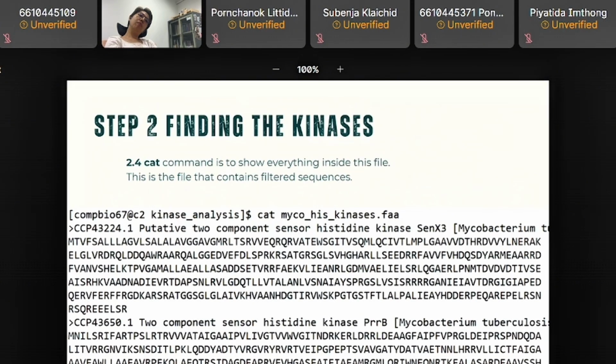So let's talk about the last one. We use the cat command, which shows everything inside that file. From the previous step, we saved it as myco_hist_kinase.faa, and then we're just reading the proteome inside. For example, the first one is a two-component sensor histidine kinase in Mycobacterium. That's the whole proteome there.